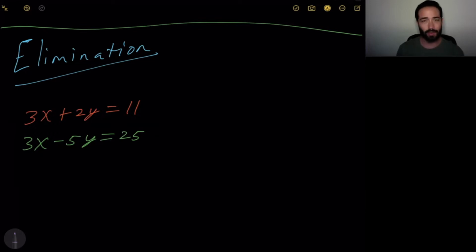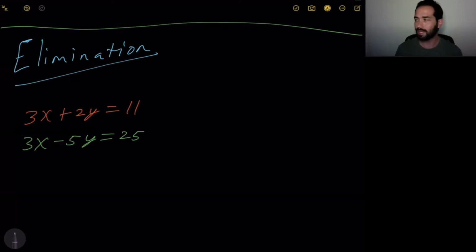Well, we have two equations, right? And each equation has two different variables. In this case, we have x and y in each one. Those are the most commonly used, but sometimes you'll get a bunch of random letters. It doesn't really matter what letters you get. When you see two different variables in each equation, then you can use this method, elimination.